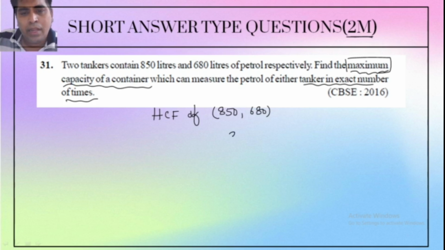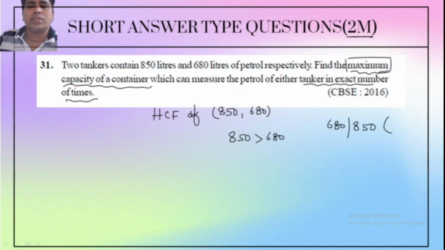Here 850 is greater than 680, so we have to divide 850 by 680. How many times does it go? One time, 680. So subtract. If I take a borrow here, it is 15, so 15 minus 8 is 7, 7 minus 6 is 1. So we get 170.